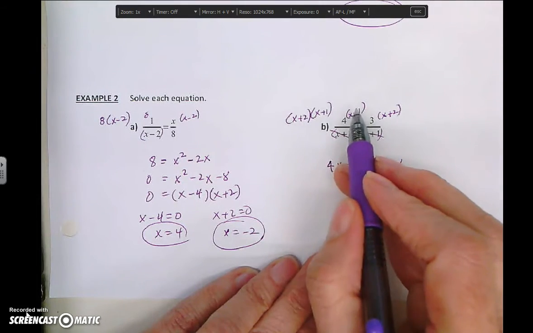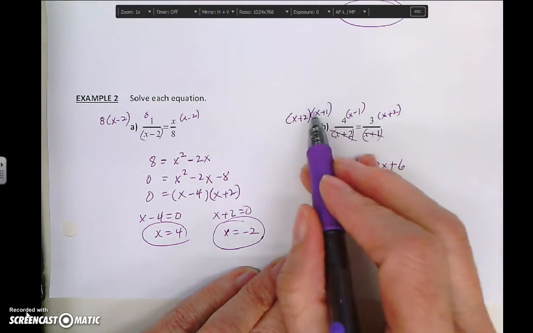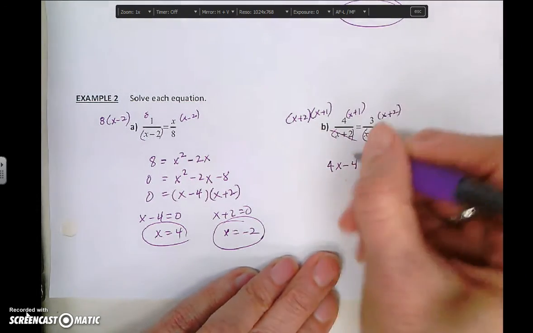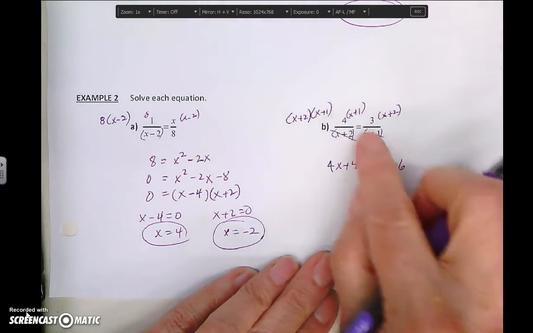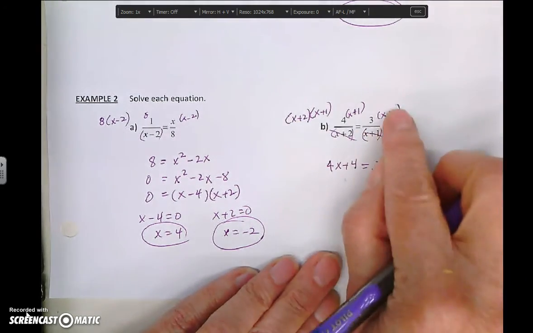And I'm left with the x. Oops, did I do that wrong? Looks like I should be left with an x plus 1, so that should have been a plus 4 there. And when I multiply here, the x plus 1 crosses out, and I'm left with the x plus 2 that I'm going to distribute.